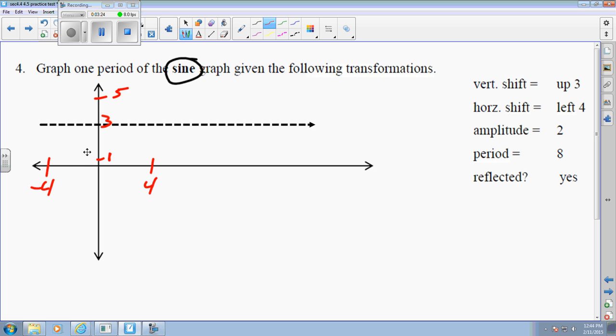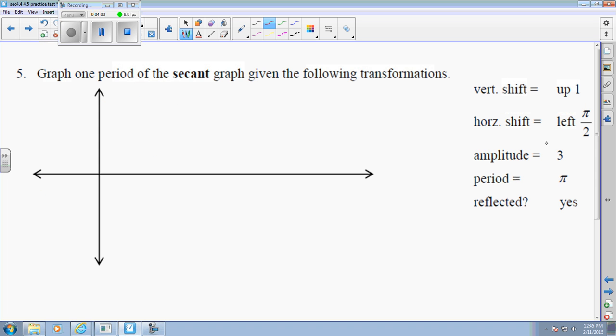And we need to find a couple more points in here to get our 5 points. Half is there, half is there, and we know 0 is in the middle there. And since we are reflected, we're going to start down here. First, third, and fifth points are on there. Since it's the sine, we would go down first, down 2 because of the amplitude, up 2 on the second one, so my graph would look like that.